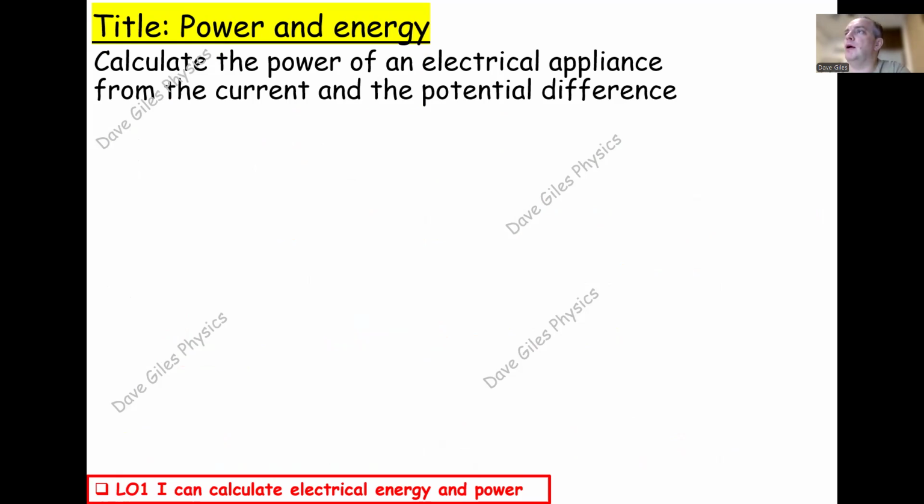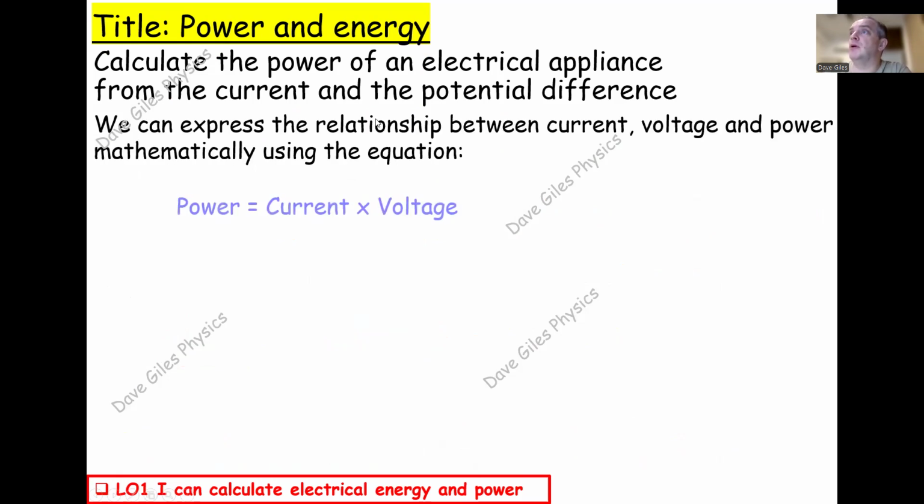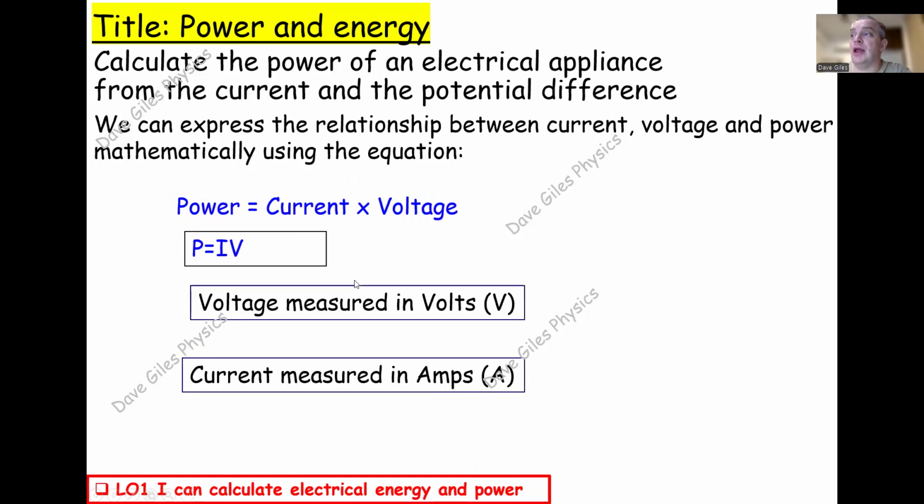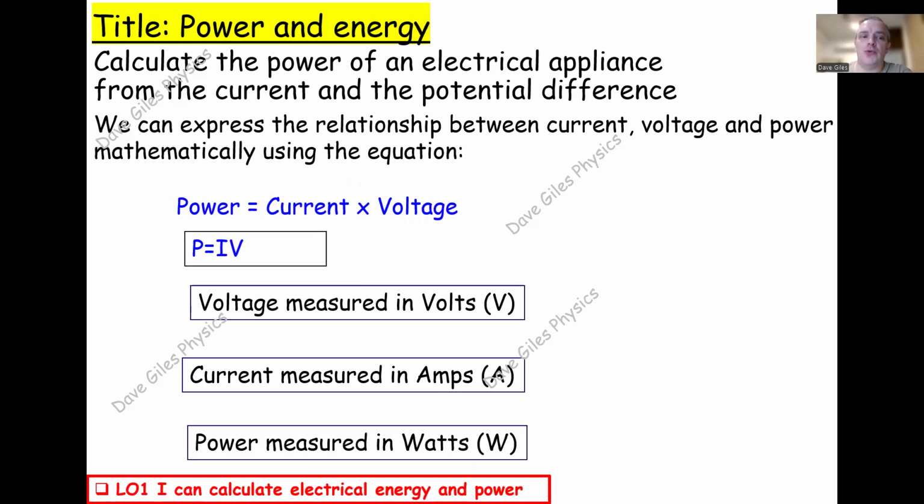So here's a formula for you that you may or may not have seen before. Power is current times voltage. P for power, V for voltage, and we use letter I for current. P equals IV. Voltage is measured in volts, current measured in amperes, which we abbreviate to amps, and power measured in watts.